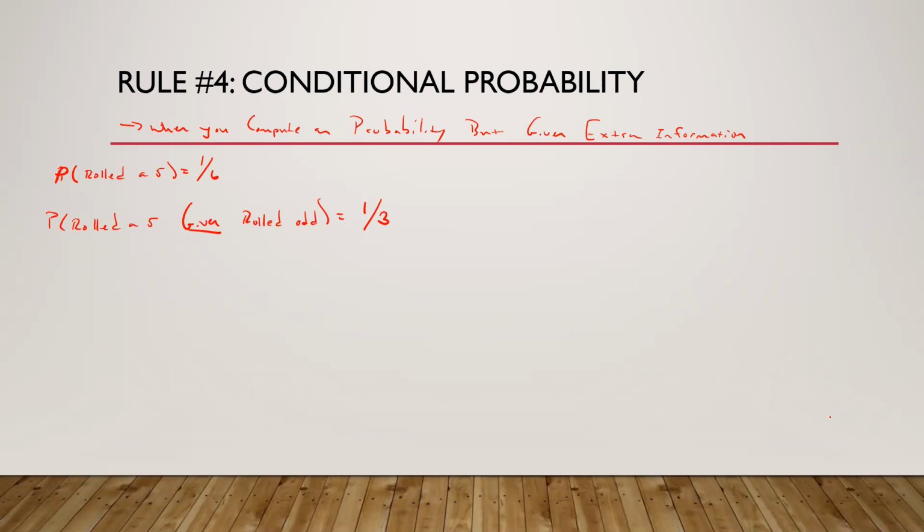Do you notice how, when I give you an extra piece of information, the rule says when you compute a probability, but given extra information, the probability changed? When I told you it was an odd number, it was no longer 1/6. Everybody sees that? That's what conditional probability is going to be. I'm going to ask you to compute a probability like rolling a 5, but I'm going to give you some extra piece of information. All right, so let me give you the formula for it.